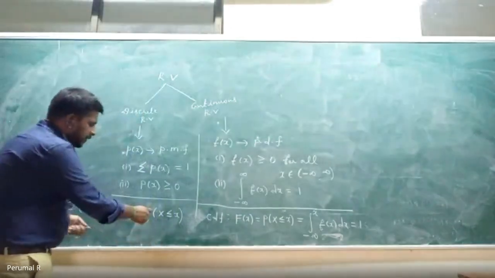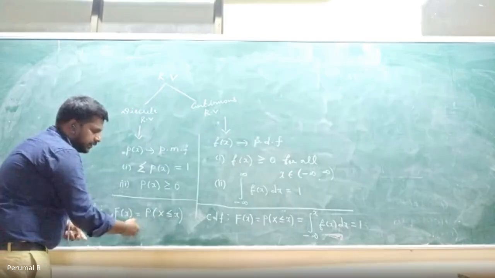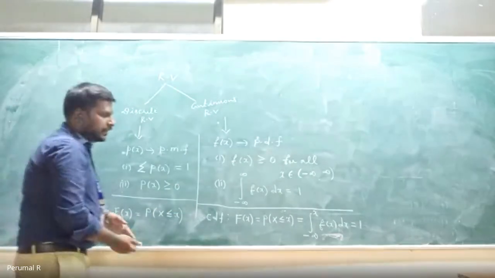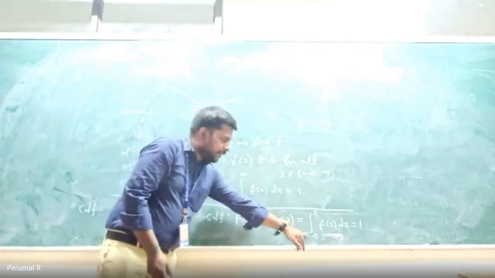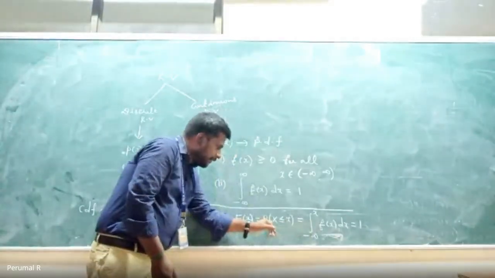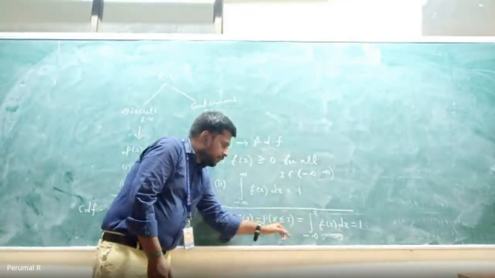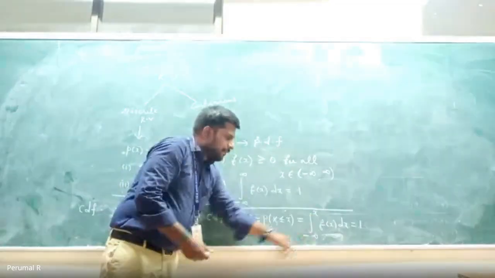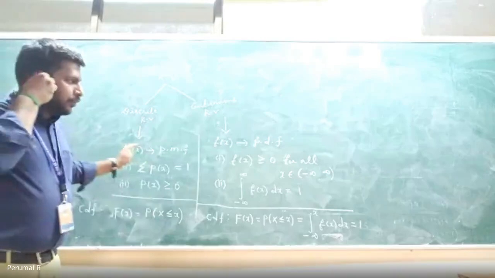So here P of X less than or equal to x means you can substitute your x values here, then you have to take some discrete values. Here this is defined in an interval, that's why you are writing the integral from minus infinity to x of f of x. P of X less than or equal to x means the integral from minus infinity up to x of f of x dx equal to 1. Okay, so both of the cases.